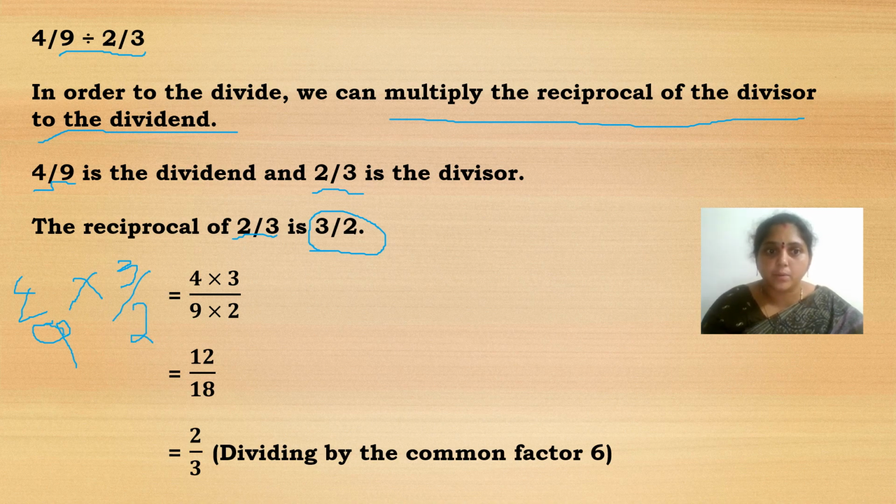Now multiply both the numerators. What are the numerators? 4 into 3. What are our denominators? 9 into 2. Now when you multiply this, you will get the fraction 12 by 18. Can we simplify 12 and 18? Yes, we can simplify. In which table? We can take the common factor of 6. In the 6 table, 6 twos are 12, 6 threes are 18. So what will your fraction be now? Your final fraction will be 2 by 3.